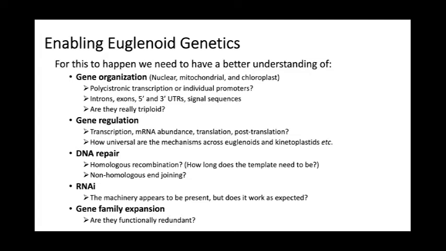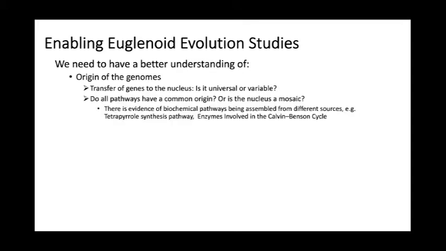Continue on. So these are things that we need to actually do genetics and manipulate euglenoids at some point. If we're going to continue evolutionary studies, we have to have a better understanding of the origins of the genomes. Again, transfer of genes from the nucleus, is it universal, is it variable? Which genes have moved from the chloroplast or mitochondria into the nucleus? Is that variable or not between the different groups of photosynthetic euglenoids, or across all the euglenoids? Was it one giant movement or not? Do all the pathways have a common origin, or is the nucleus a mosaic? Again, there's evidence for biochemical pathways being assembled from different sources.